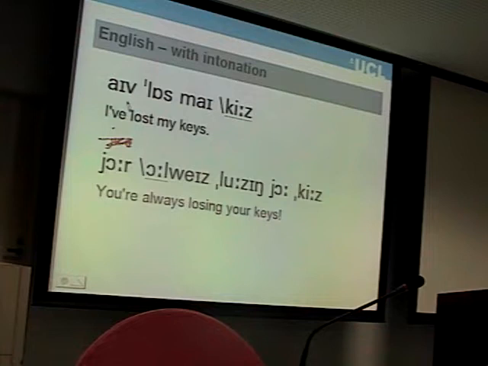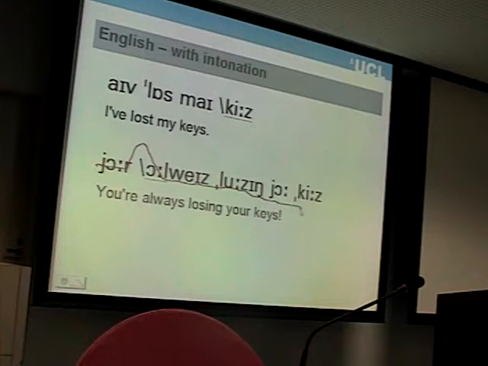Now, the intonation pattern was the same as the one I had in "I've lost my keys", functionally the same. Low pitch here, high pitch, and then all of this was low pitch. You're always losing your keys.